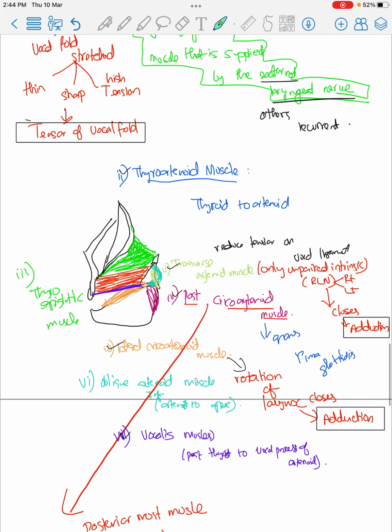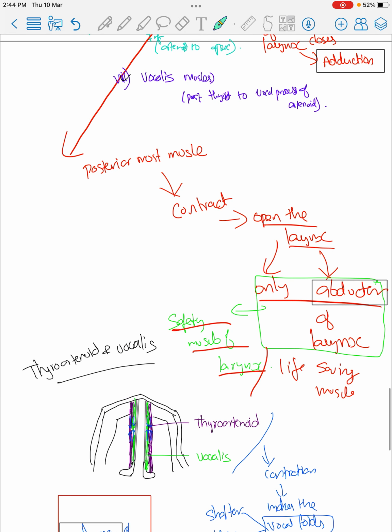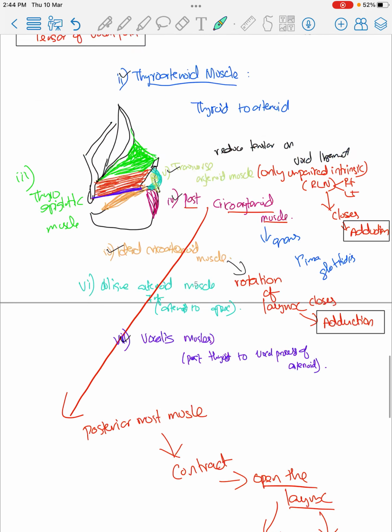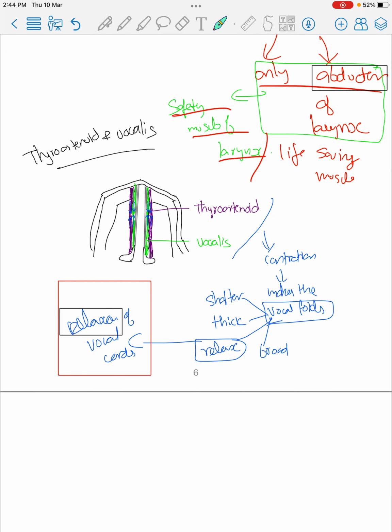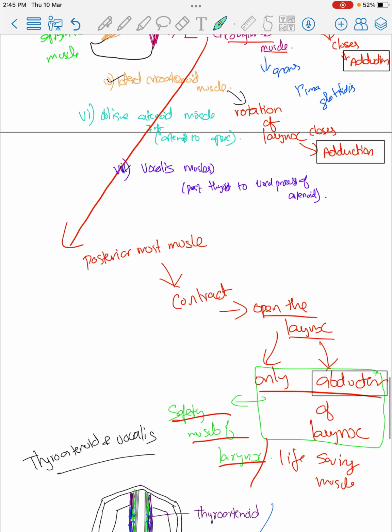Then let's see the thyroarytenoid muscle. You can see here from the thyroid cartilage till the arytenoid cartilage. When it contracts, the muscle becomes bulky, broad and thick, so it causes relaxation of the vocal cords. Similarly, the vocalis muscle has the same function of relaxation of the vocal cord.